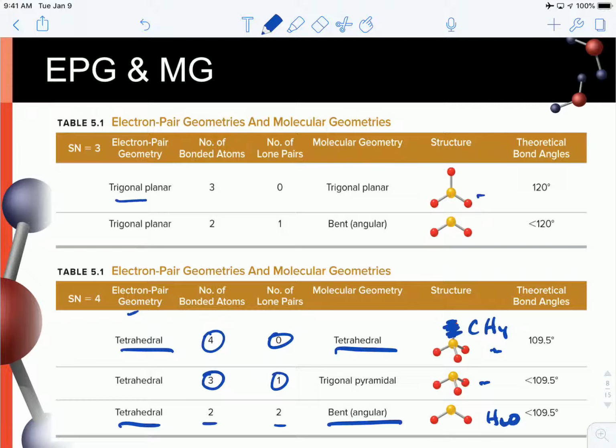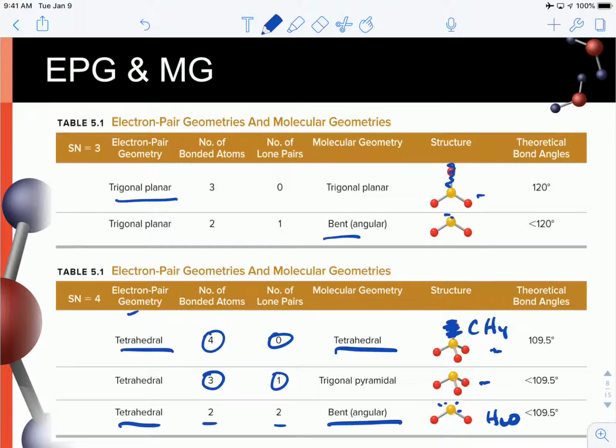You can see here also, if you start with trigonal planar and you pull one of those off, you also get bent, which is the same as this. You get the exact same thing. In this case, you have only 1 lone pair. In this case, you have 2 lone pairs, but ultimately the shape is the same.